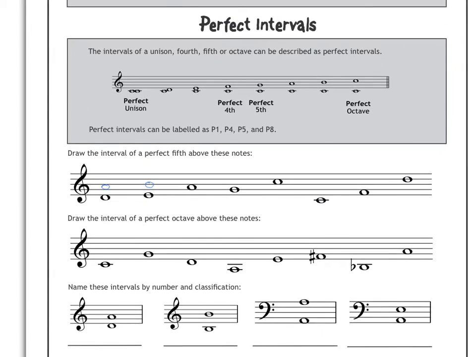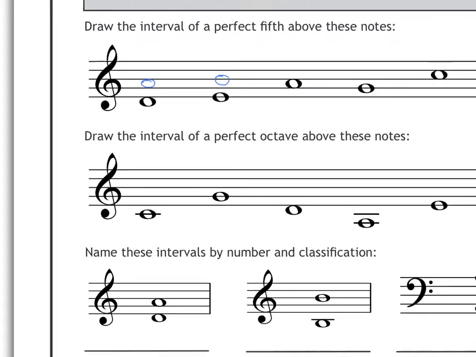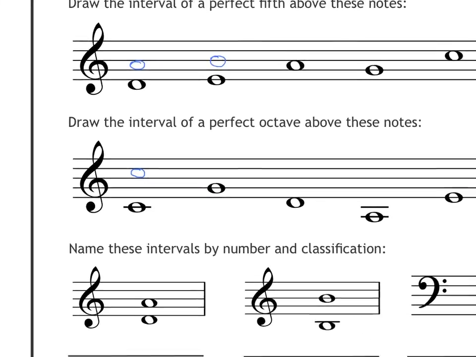Now, draw the interval of a perfect octave above the next notes. Well, that's easy to do, right? I'll do the first one for you just to make it obvious. A perfect octave is just the same letter name, one octave away. Or, again, if I want to count 8, I can do that. 1, 2, 3, 4, G is 5, A is 6, B is 7, and C on that third space is an eighth, or an octave. Whether you say perfect eighth or perfect octave, same thing.